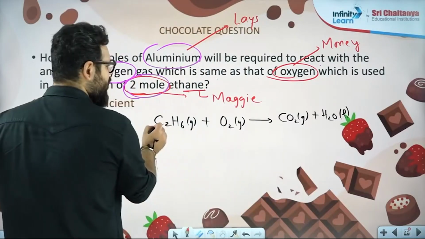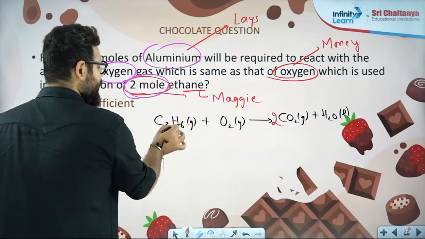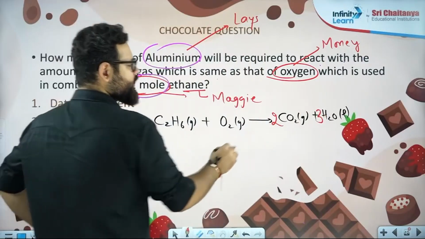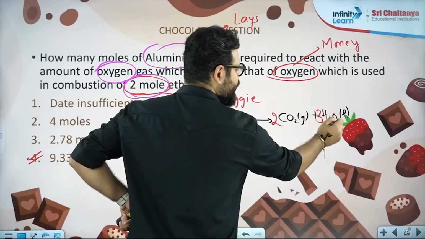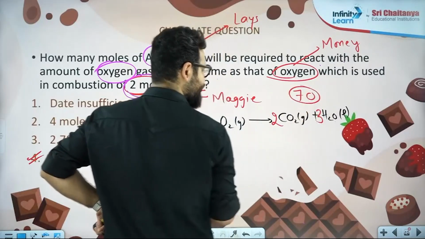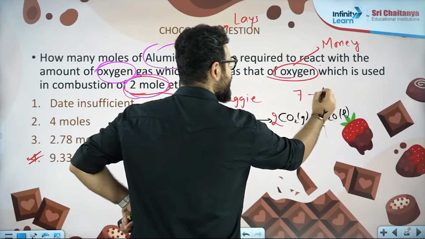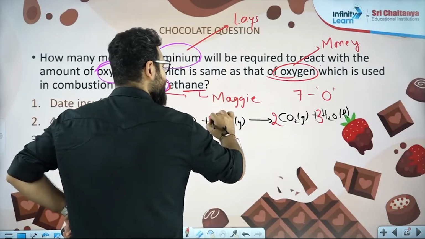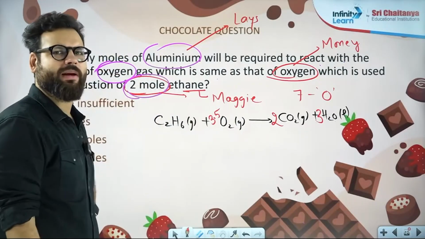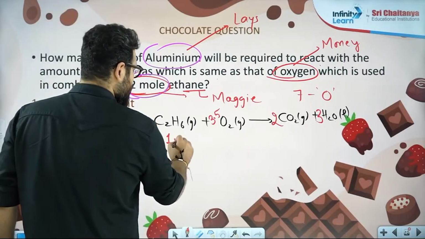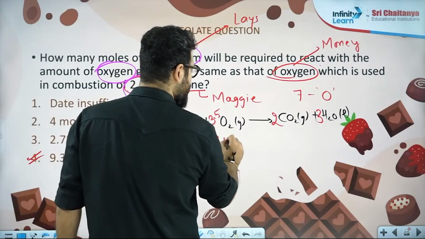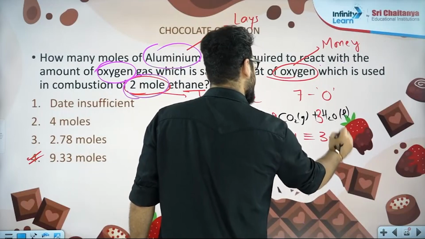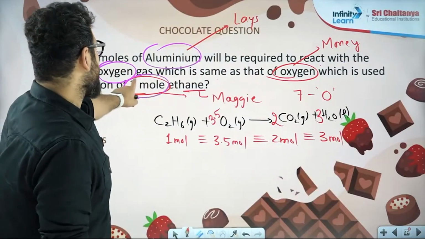Balancing. 2 carbon, 2 carbon. 6 hydrogens. Here 2 are there, I will multiply by 3, 6 hydrogens. Now oxygens. 2 2s are 4, 4 plus 3, 7 oxygens are here. 7 oxygens are present here. This side only 2 are there, so I will multiply with 3.5. This is the balanced reaction. 1 mole reacts with 3.5 mole to give 2 mole and 3 mole. Okay. Now we will find the oxygen.